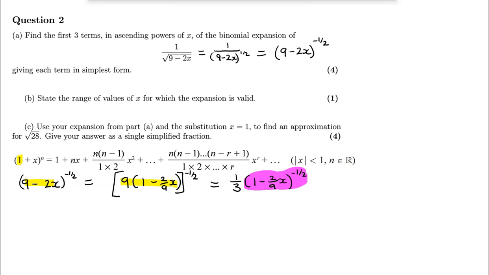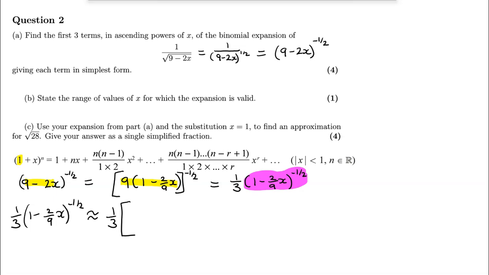Please don't forget this really important step about taking the 9 out, but then making sure you're doing that to the power of negative a half. I do see quite a lot of people make the common mistake of just taking out the 9, but then not considering that they're going to have to do that to the power of n. So we're going to work out what 1 minus 2 over 9x to the power of negative a half is, and then we'll times that by a third at the end. So I'm just going to put this third on the outside here.